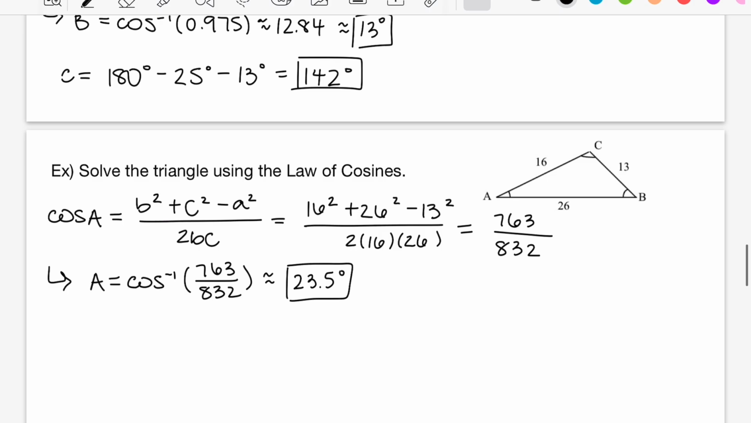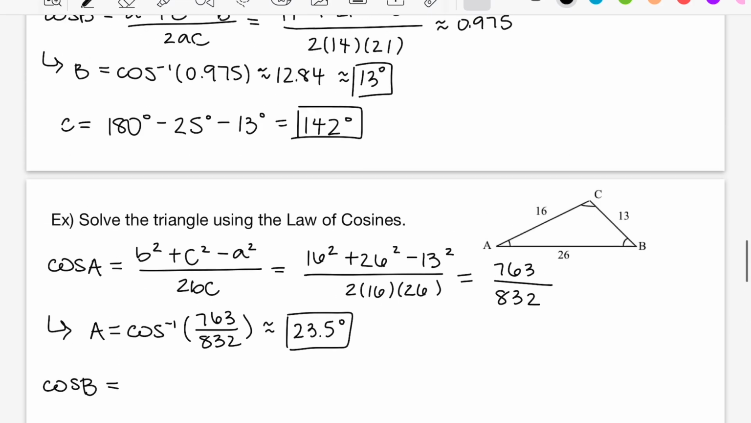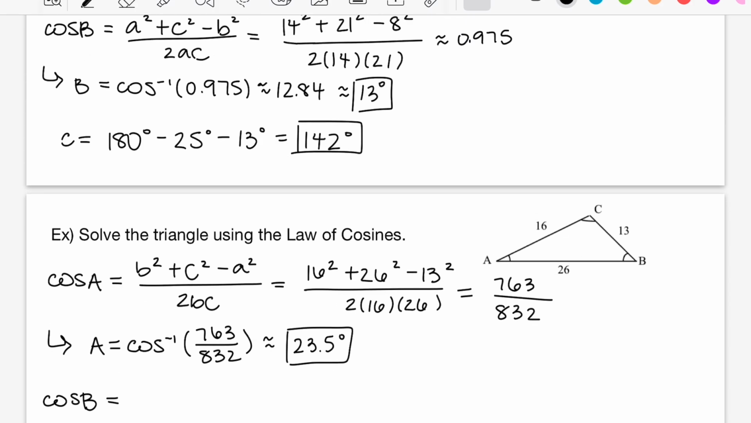Alright, now we'll do something similar. We'll find angle B here. From the last example, we know that cosine of B is going to be equal to this here. So we'll just plug in that information. Cosine of B will be A squared, so this will be 13 squared plus C squared minus B squared all over 2 times A times C. Now this will be equal to this fraction here.